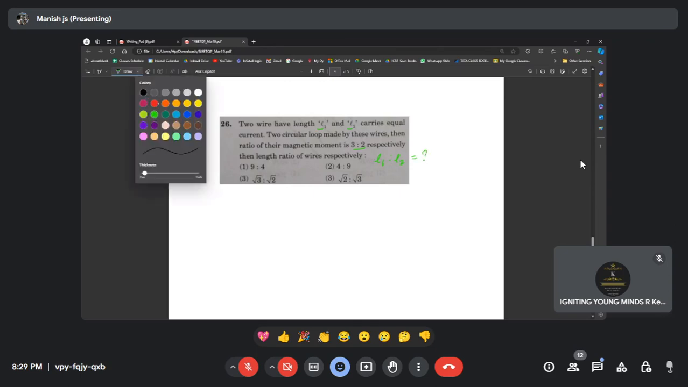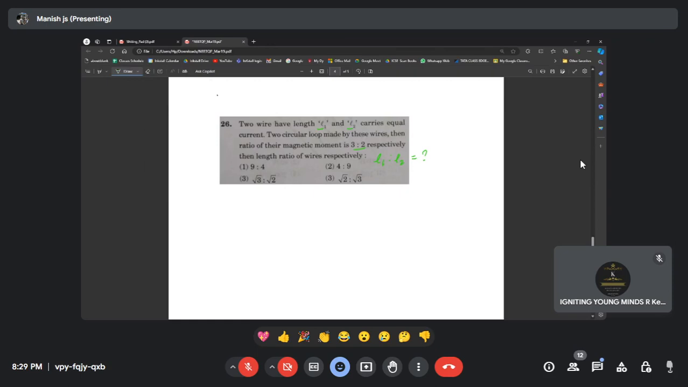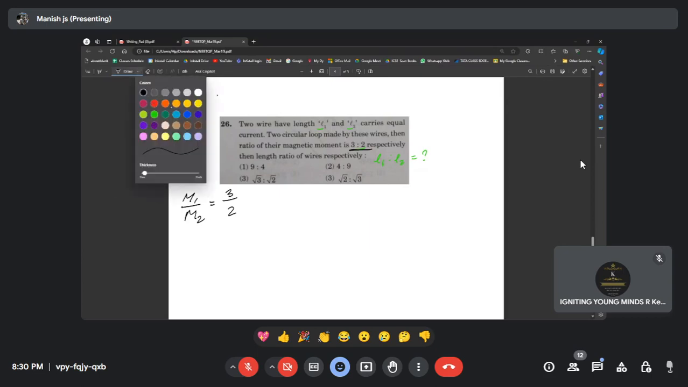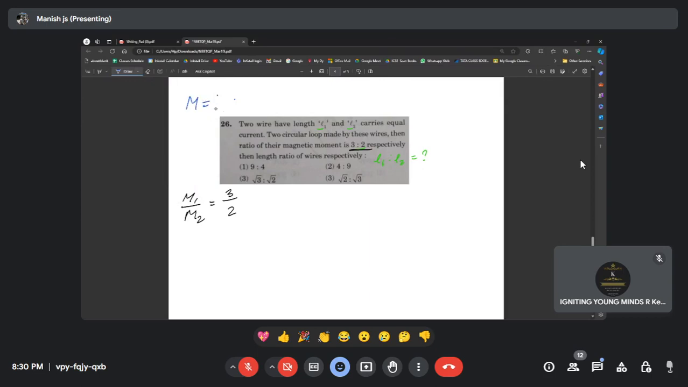That's the question. So how do you approach this question? Here they have given you some data. 3 is to 2 is given. What is the meaning? Magnetic moment ratio, which is M1 by M2. So M1 upon M2 is 3 by 2. That is what they have given. What is the formula, children, for magnetic moment of a current carrying circular loop? The magnetic moment is given by the formula M is equal to I times A. That's a general formula.